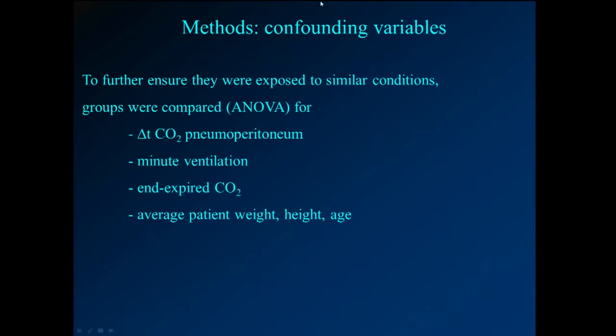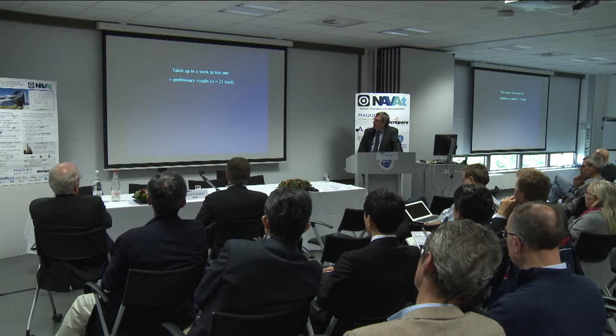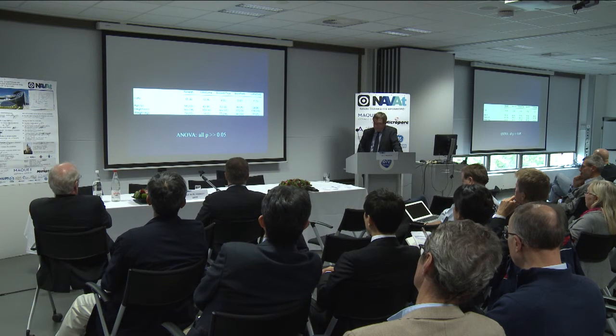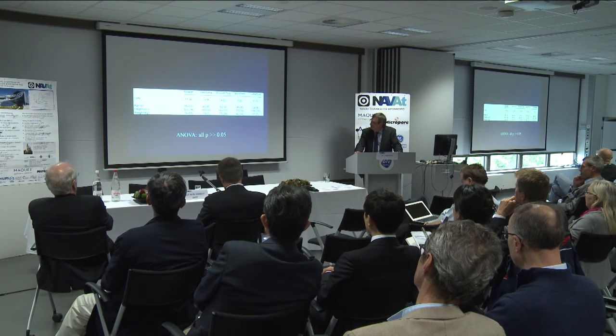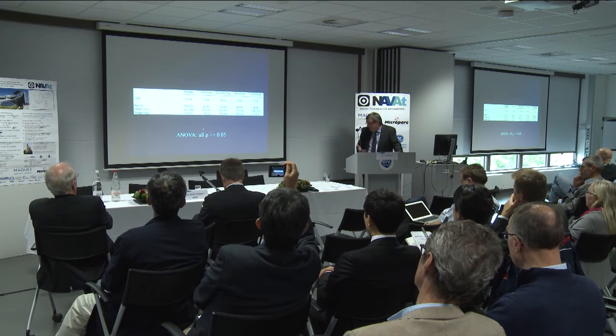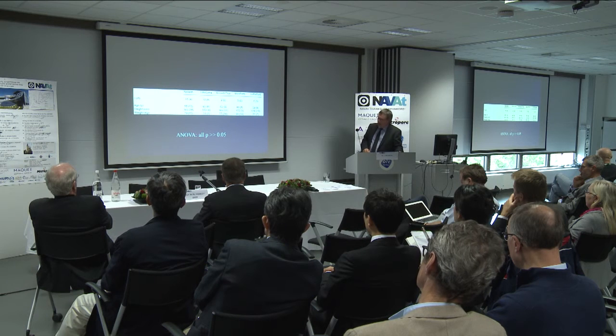To make sure that we took into account other confounding variables, we made sure that the duration of CO2 pneumoperitoneum was the same, because more CO2 pneumoperitoneum is more CO2 load. That the minute ventilation and the expired CO2 was the same, and that the weight of the patient was the same, because obviously larger patients may produce more CO2. So I'm going to present the results of 4 canisters each, except for the Spirolit arm. I just happen to have a 5th one. Age, height, and weight of the patients in the 5 groups did not differ.